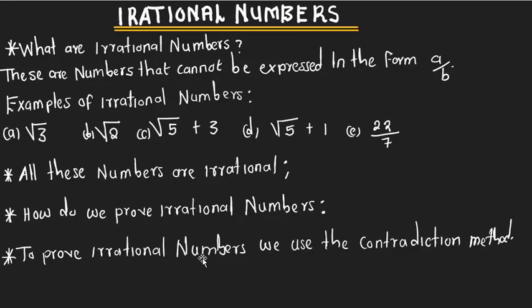So today we will be doing irrational numbers, and I'm going to explain the easy way how to prove that a particular given figure is an irrational number. What are irrational numbers? Irrational numbers are simply numbers that cannot be expressed in the form A over B.